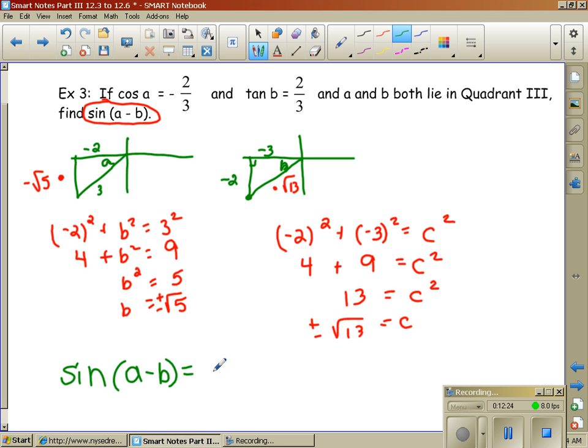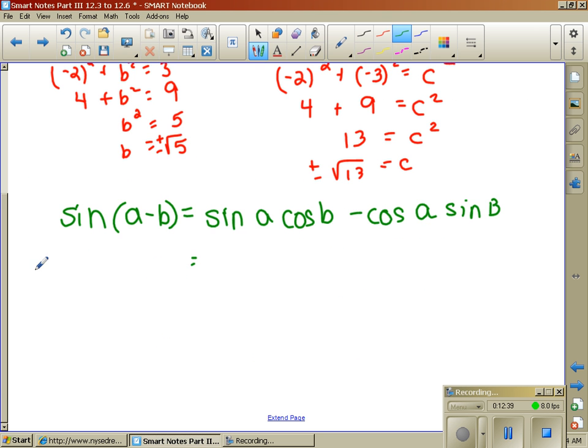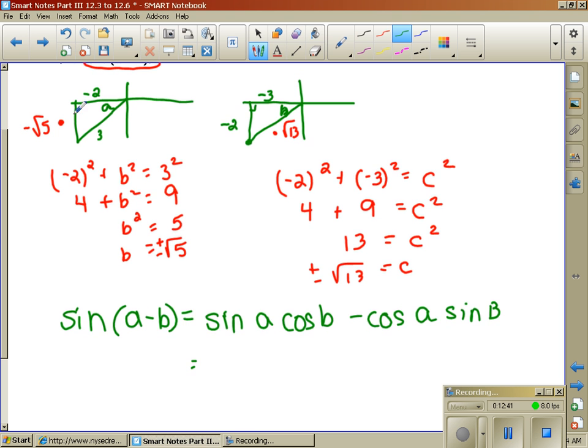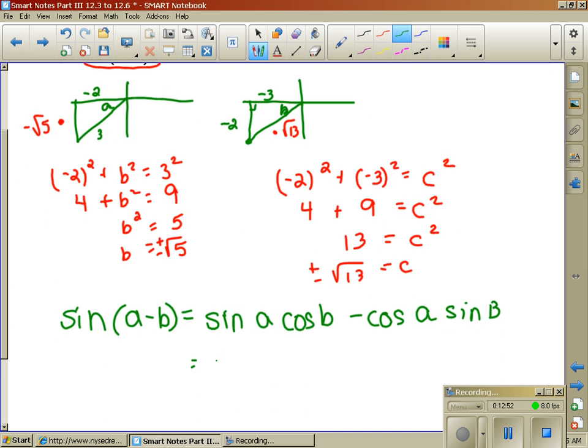Sine A cosine B minus cosine A sine B. Filling it in. Sine of A, go to your A triangle. Sine, opposite over hypotenuse. So negative square root of 5 over 3.